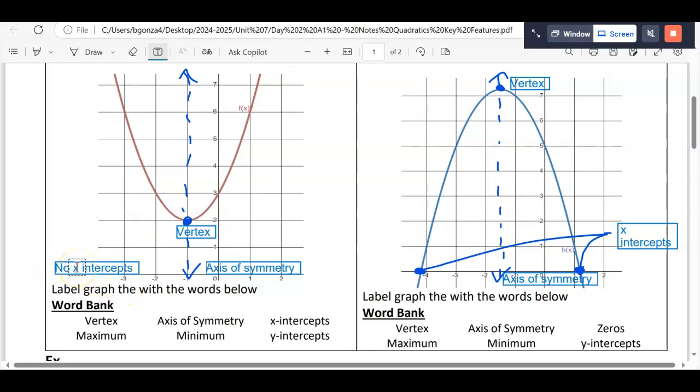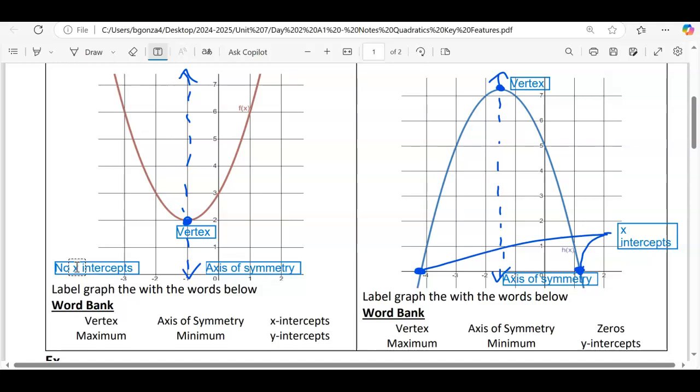Cool. So again, it has to touch x to be an x-intercept. The first one doesn't touch it, so no x-intercept. Now what about a y-intercept? Where does it touch that vertical y-axis? What number do you see where it touches? Y'all see that 3? Where it touches on the first graph?